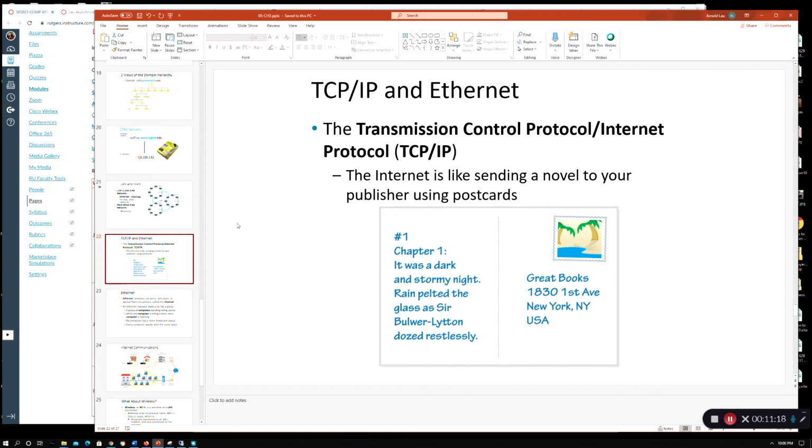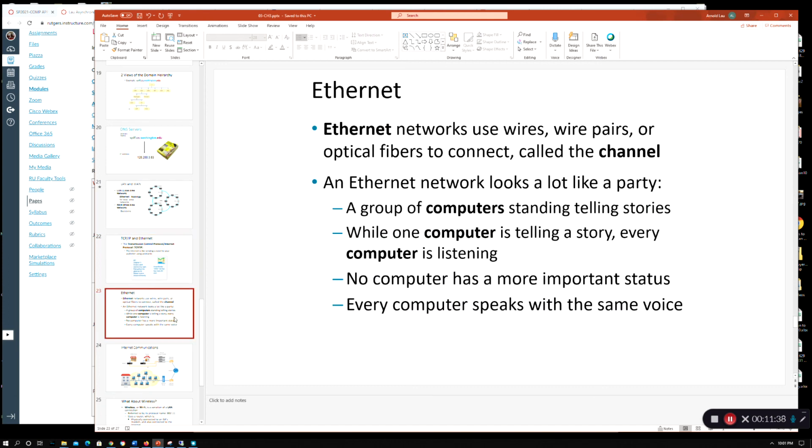And so this is just trying to draw the analogy of sending your novel to the publisher using postcards, right? So you can see, like, number one, chapter one, right? And then there'll probably be something else that says number two, chapter two, right? Something to that effect. And that's how you would piece everything back together.